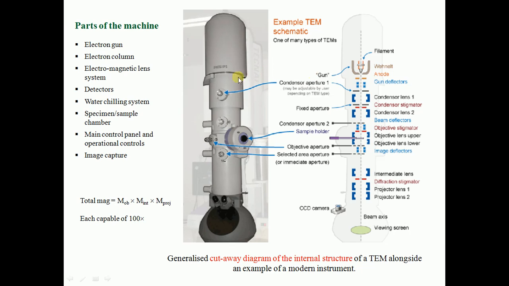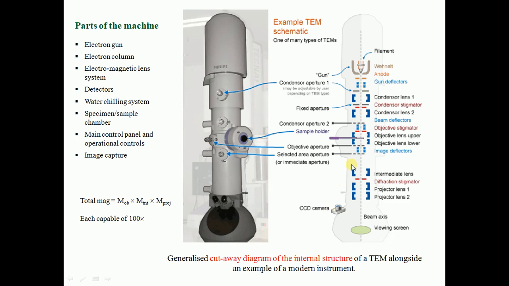So we have the electron gun, very important. Then we have the electron column. Then electromagnetic lenses; as I told, three types of lenses are there: condenser, objective, and projector lenses. A water chilling system should be there. A detector should be there, the electron detector somewhere here. And if it is EDX, then very near to the sample, you need the X-ray detector. We have the specimen chamber and image capture system.